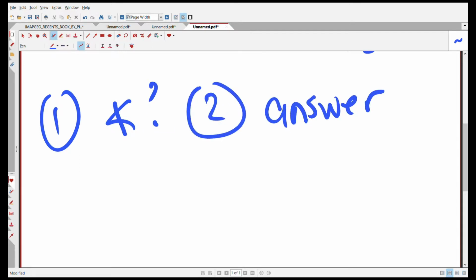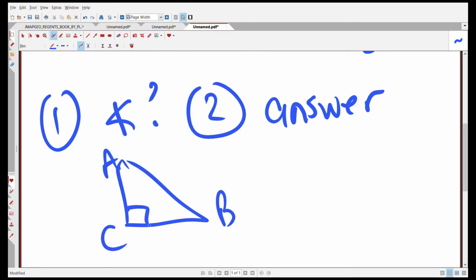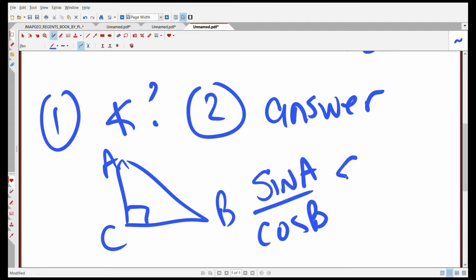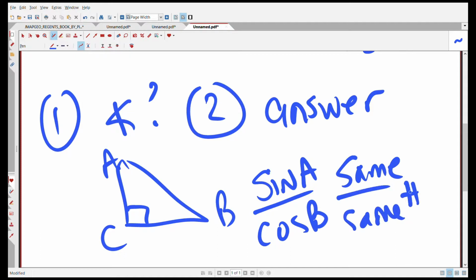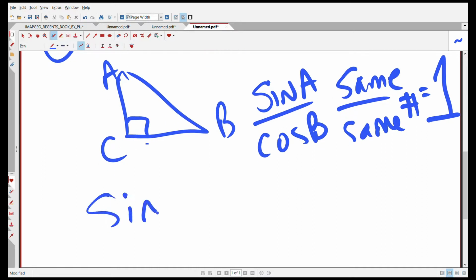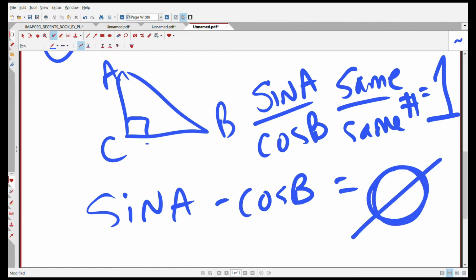I've also seen on the SAT where they give you that C is a right angle and they'll say, what's the sine of A over the cos of B? Well, we know it's same number over same number. So same number over same number would be 1. Or maybe they want the sine of A minus the cos of B, where you see they add up to 90, and the answer would be 0.